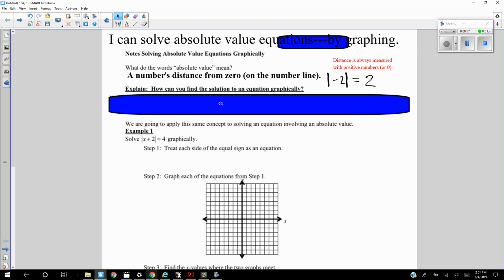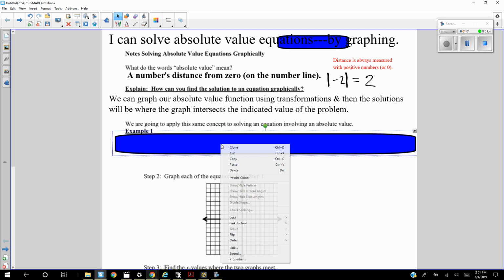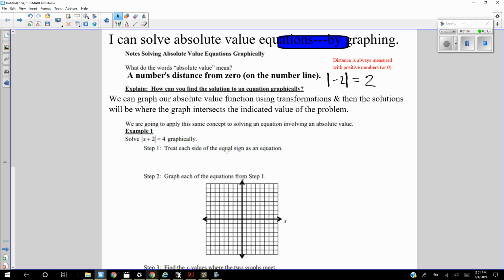So the question is, how are we going to use graphing to find the solutions to an equation? So here it is in words, and then we'll demonstrate this through a couple of examples. We're going to graph our absolute value function using transformations. So we're still going to go back to using those vertical and horizontal shifts. The solutions are going to be where the absolute value graph intersects the indicated value of the problem. So to understand exactly what that means, let's look at this first example.